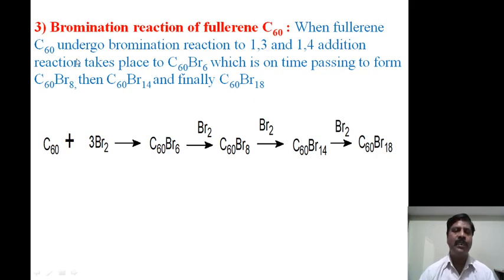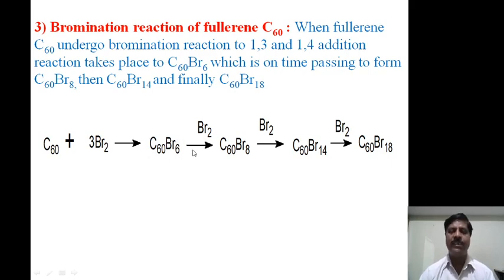Now the third one is the bromination reaction of fullerene C60. When fullerene C60 undergoes bromination, 1,3 and 1,4 addition reactions take place to form C60Br6, which with time passing forms C60Br8, then C60Br14, and finally C60Br18 will be produced.